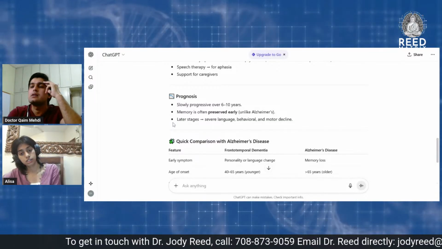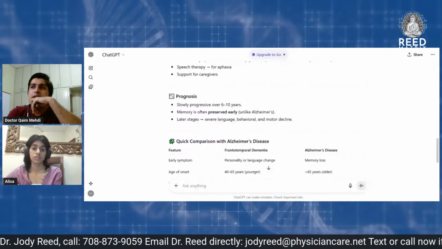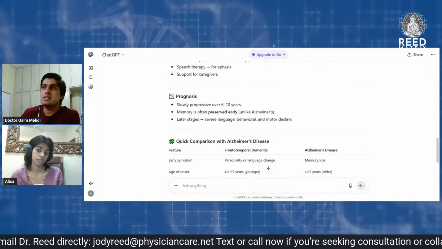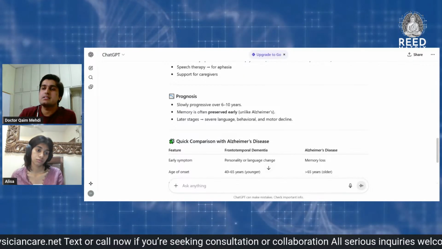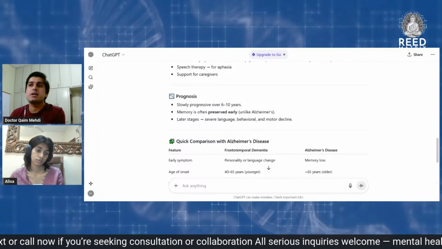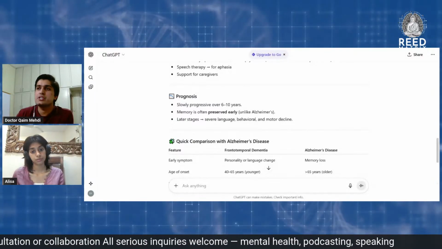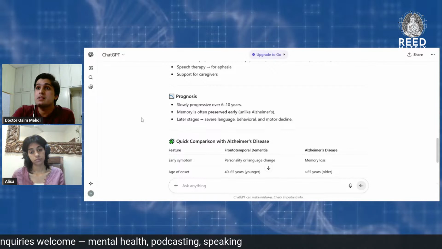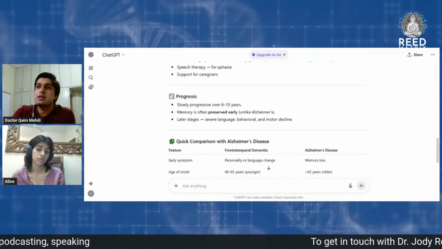Memory is often preserved early, unlike Alzheimer's. In Alzheimer's, you know that memory starts getting worse with time. But in this disease, memory is often preserved early. So we can say the patient does not suffer from memory loss early on. But in later stages, there are severe language, behavioral, and motor decline.